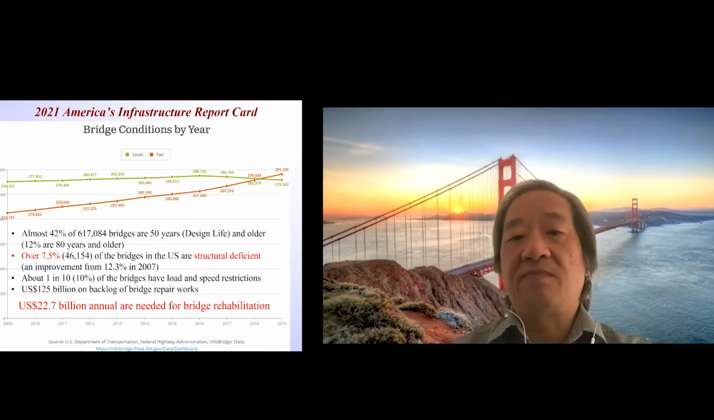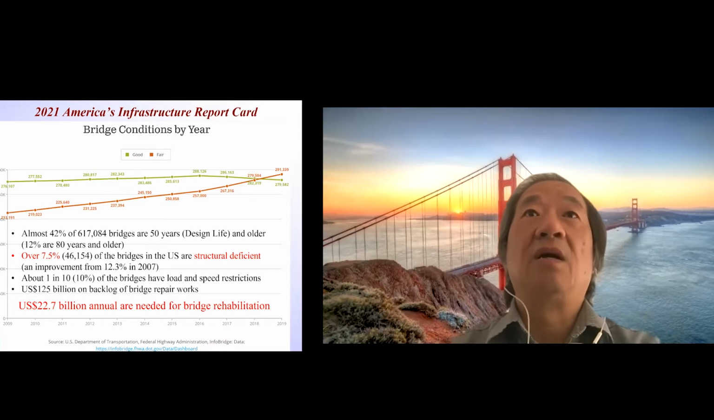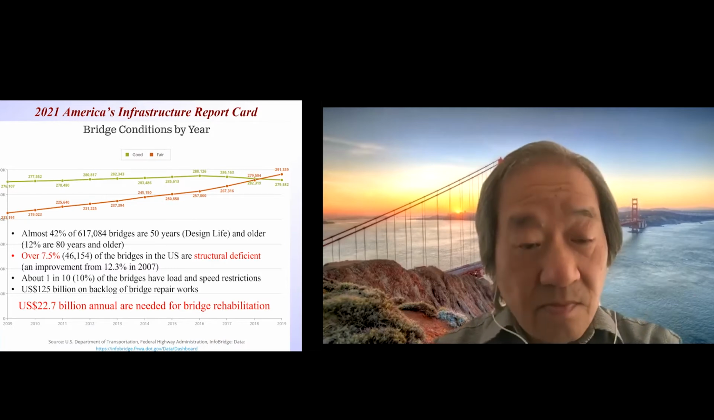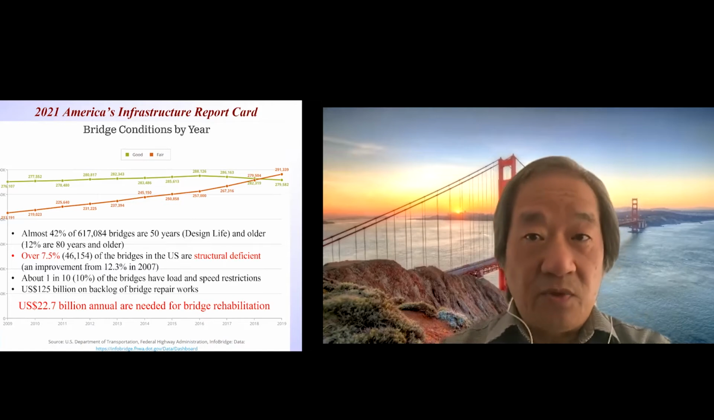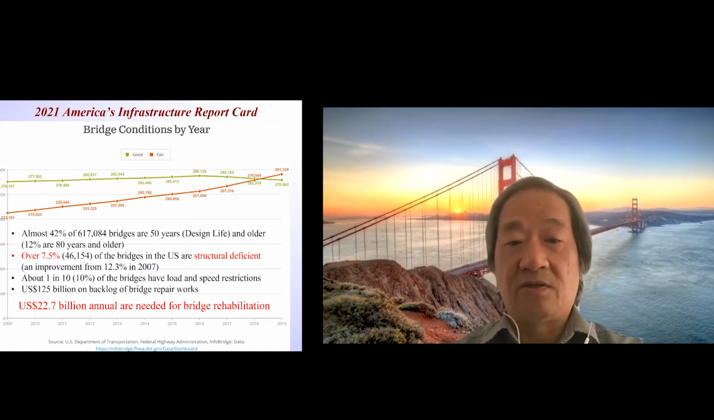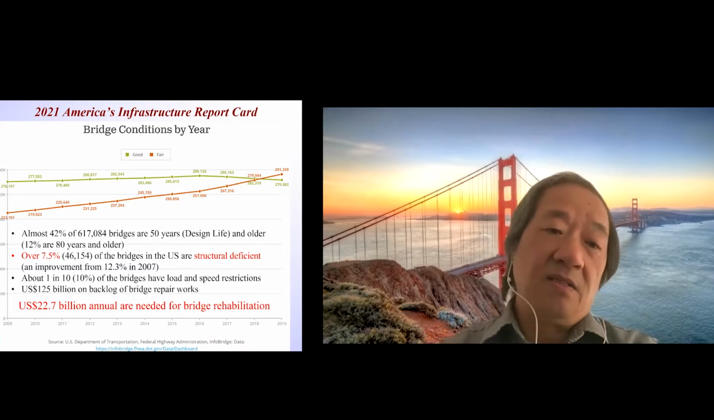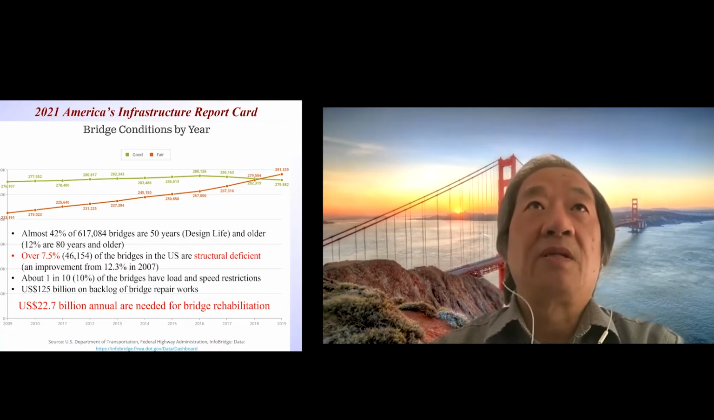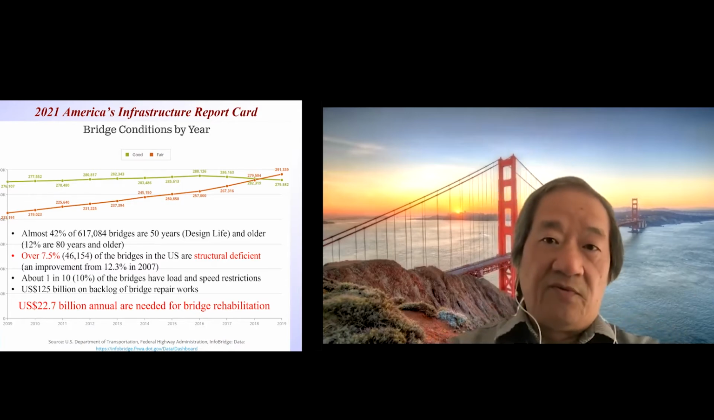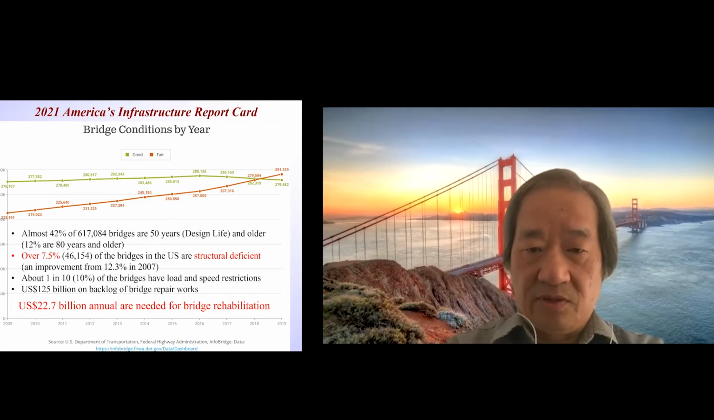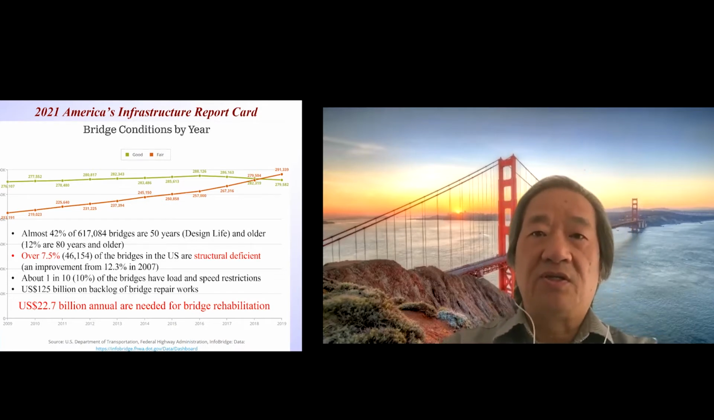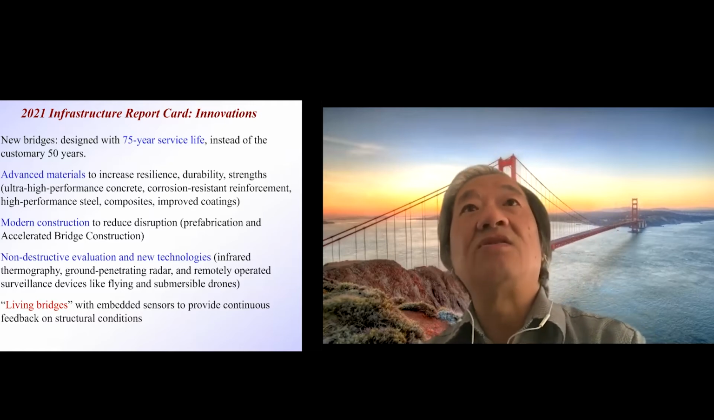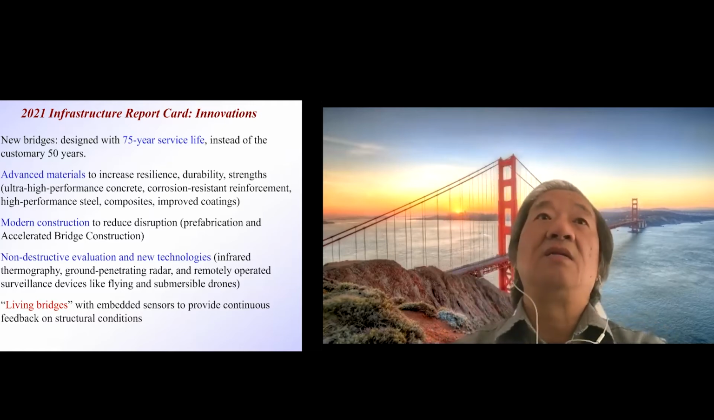In fact, about 10% of the bridges have low speed restrictions. So they tell you to slow down before you cross the bridges. Altogether, the report card estimated there is about $125 billion of backlog of bridge work that needs to be done. Averaged out, it needs about $22.7 billion annually to rehabilitate our bridges in order for us to travel safely when we drive over them. So in general, our bridge conditions are not very good.